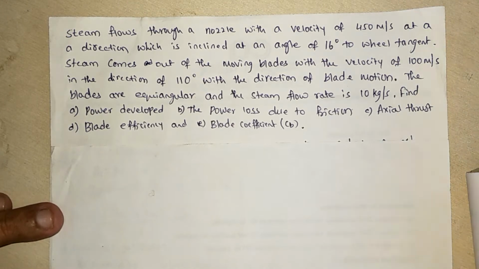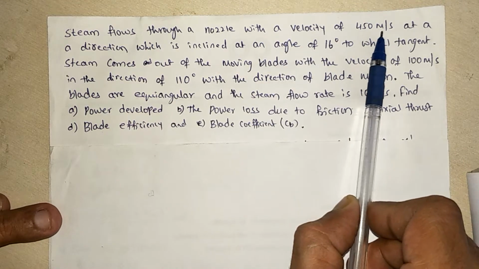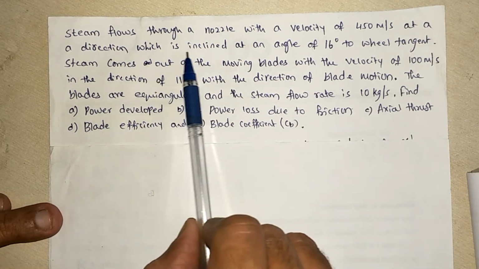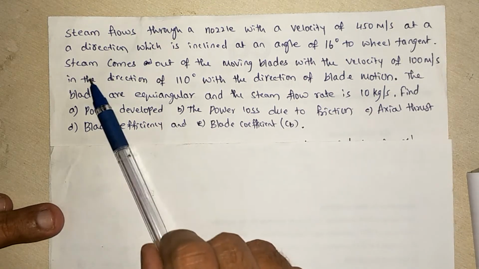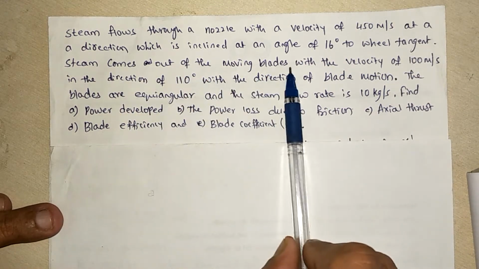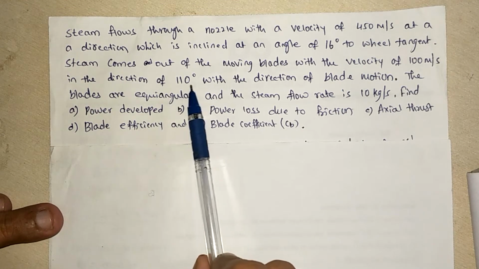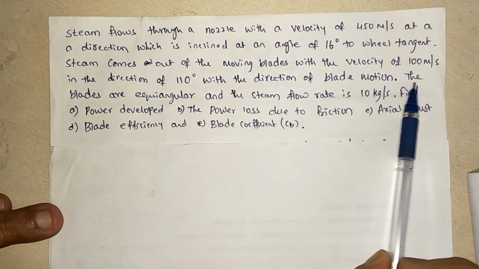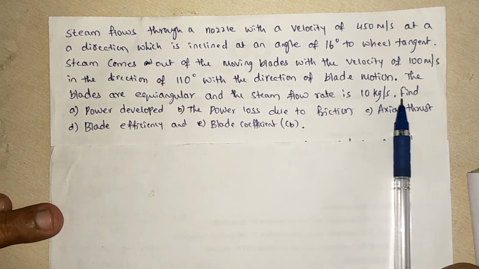The steam flows through a nozzle with a velocity of 450 meters per second at a direction which is inclined at an angle of 16 degree to wheel tangent. Steam comes out of the moving blade with a velocity of 100 meters per second in the direction of 110 degree with the direction of blade motion. The blades are equiangular and the steam flow rate is 10 kg per second.